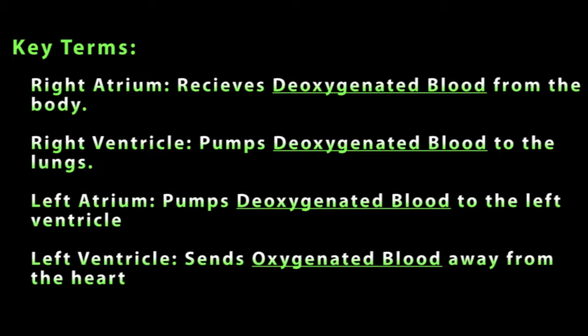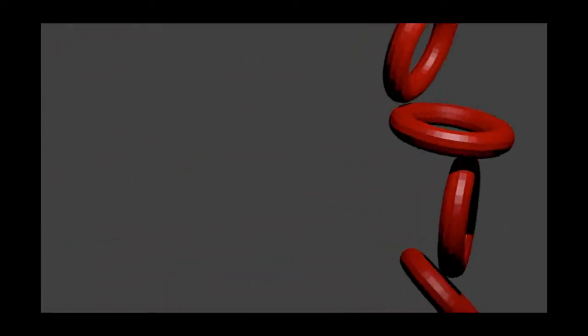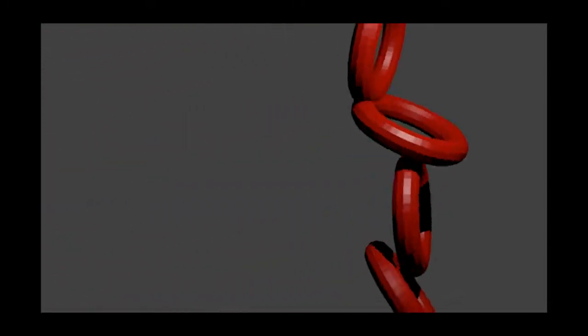Right ventricle. It pumps deoxygenated blood to the lungs so that the blood can now become oxygen-rich. Left atrium. This pumps the blood without oxygen to the left ventricle. Left ventricle. This pumps the blood with oxygen away from the heart. The heart pumps the deoxygenated blood towards the lungs to get oxygenated. The heart simultaneously pumps the oxygenated blood to the rest of your body.